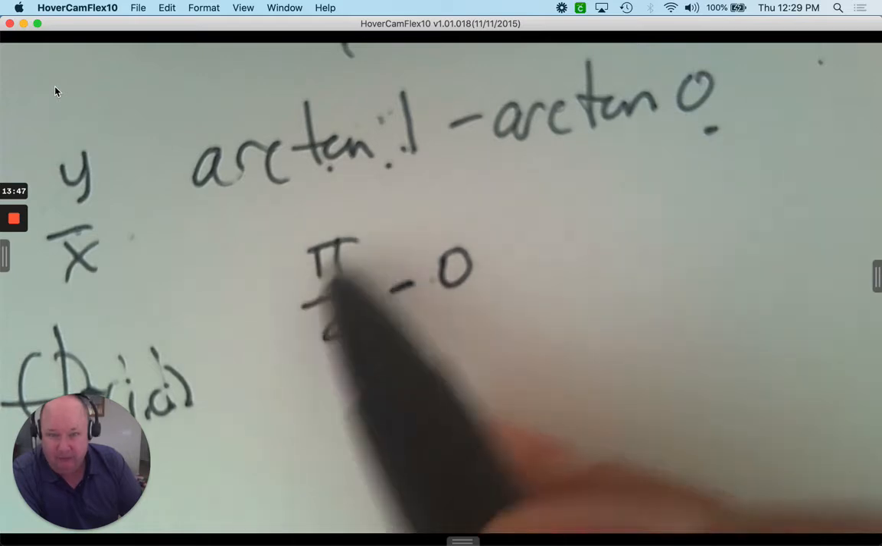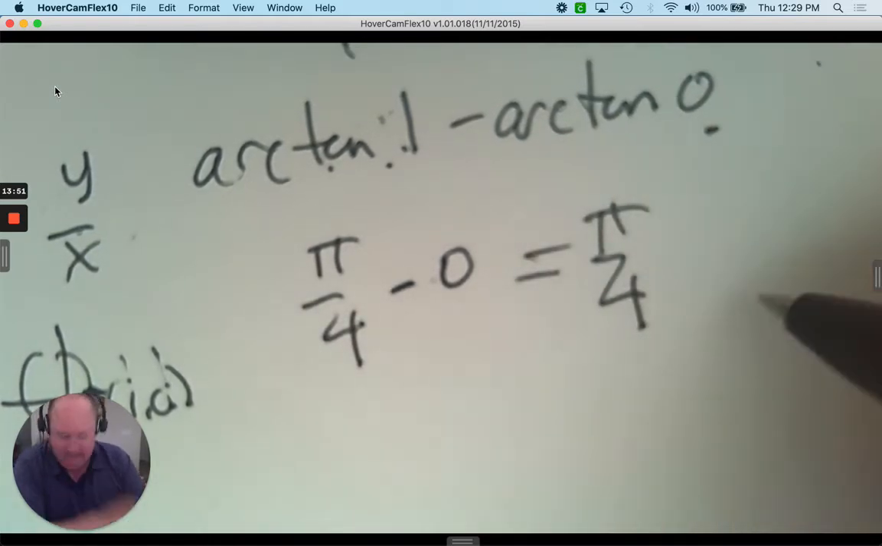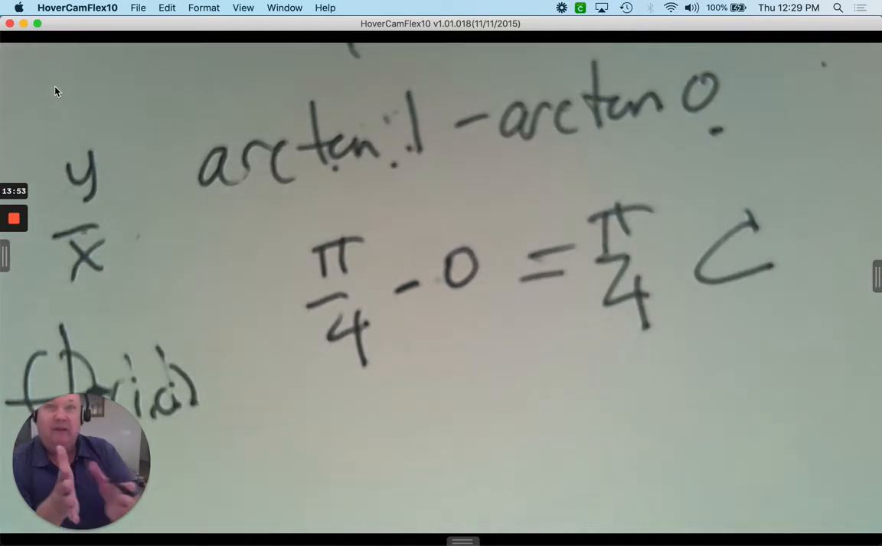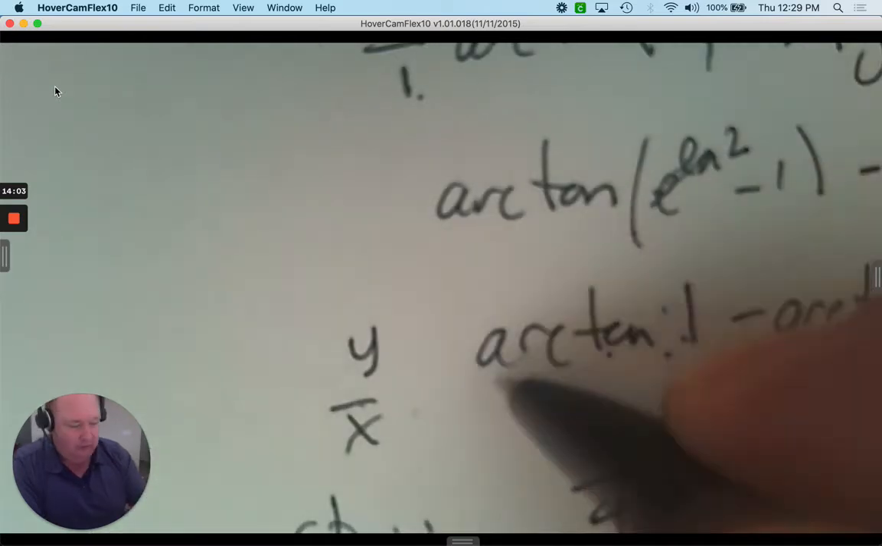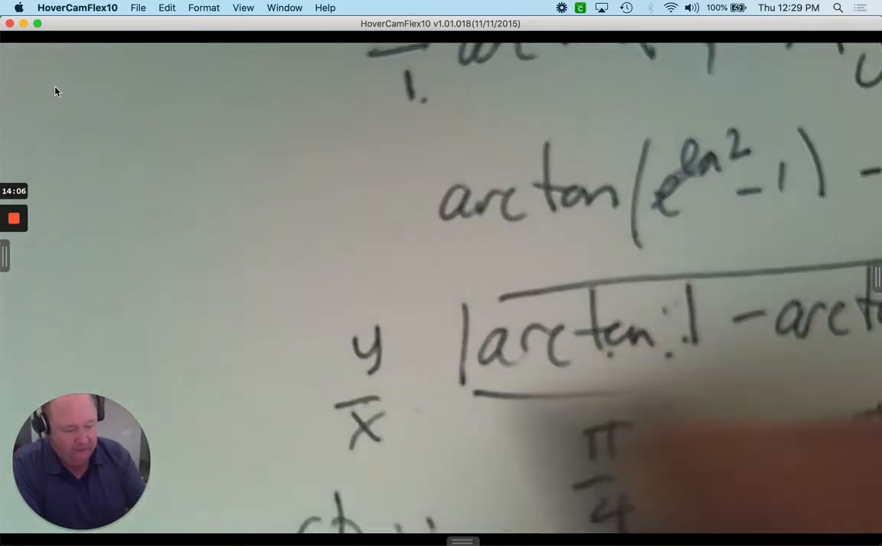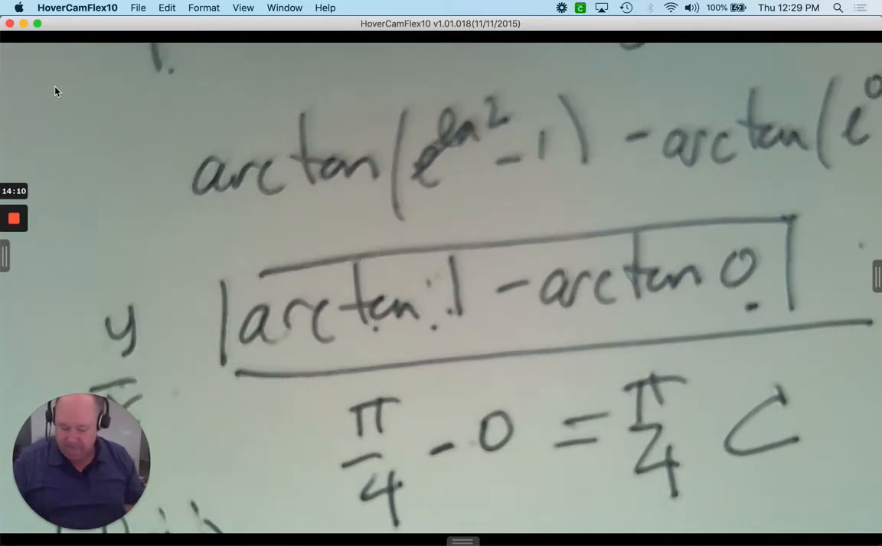So the angle is pi over 4, subtract 0, so the answer is pi over 4, and that matches with C. So not only did you have to know your calculus and recognize arctangent, you then need to know the unit circle to match the answer in multiple choice. If this was not multiple choice, if it was free response, you could have actually left the answer like that and gotten full credit. Number 52.